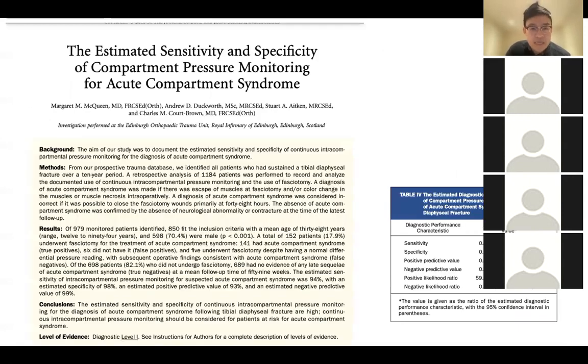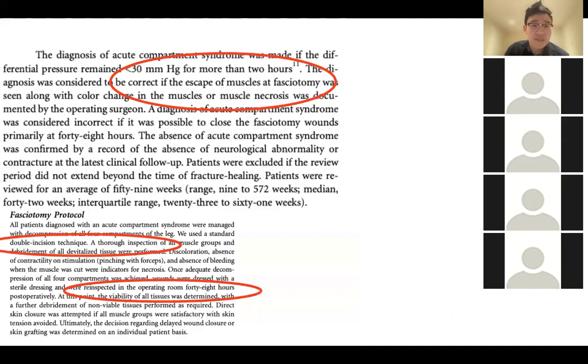They put a needle into every single compartment for every single patient that had injuries, and concluded that they had a high sensitivity and specificity for these patients. The way they did it shaped what the BOST standards for trauma are today, and what today's practice will be: less than 30 millimetres of mercury difference between diastolic pressure and the affected compartment pressure, for more than 2 hours.